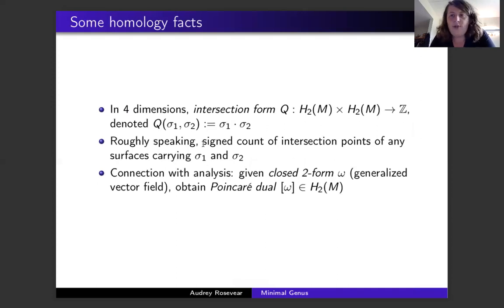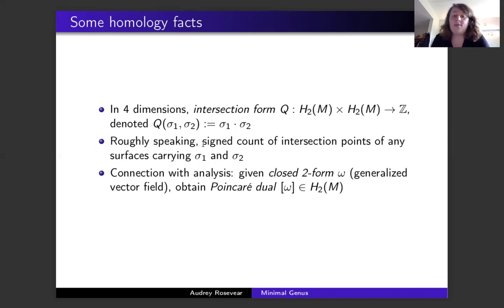So before we jump into the gauge theory, I want to tell you some quick facts about homology that we'll need. So in 4 dimensions, we have an algebraic object called the intersection form. That's a bilinear form that outputs integers on the second homologies. We denote it by a dot product. Roughly speaking, this is the signed count of intersection points of any surfaces carrying your 2 homology classes. It turns out that if you count the sign appropriately, this won't depend on which surfaces you use. So we'll be using that.